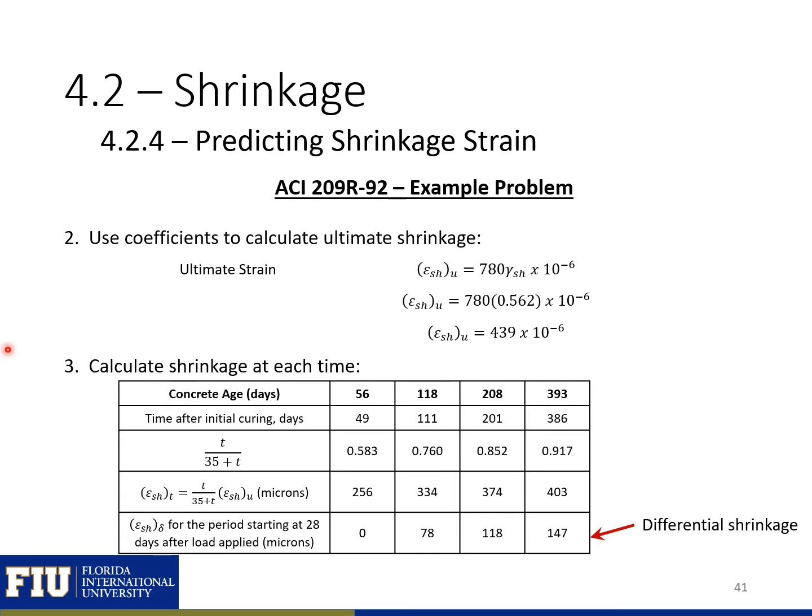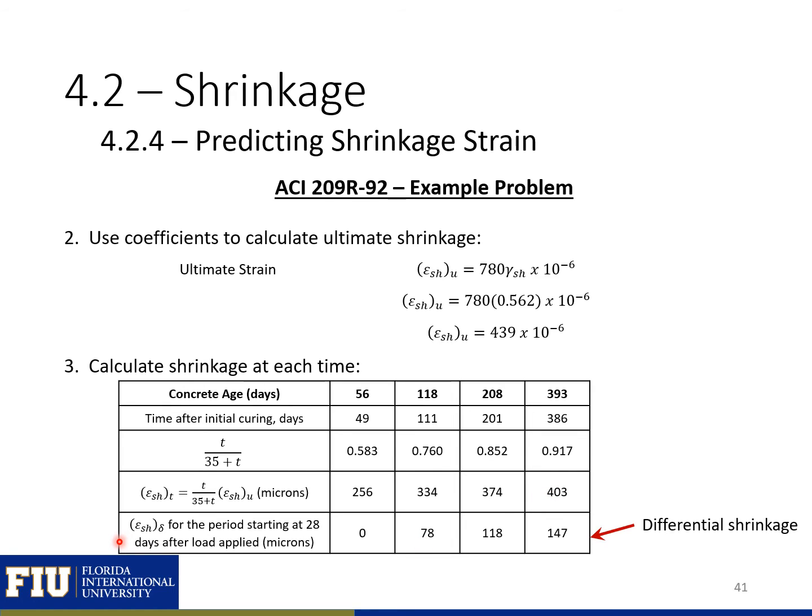We can then also calculate the shrinkage at each time. So what I do here is we find the time factor, so t over 35 plus t, for different times. We're going to use the time after the initial curing as t in these expressions. And then we can just take this time factor times our ultimate shrinkage strain to find our shrinkage at each of these times. So at 56 days, concrete age, 118, 208, and 393 at these different concrete ages.